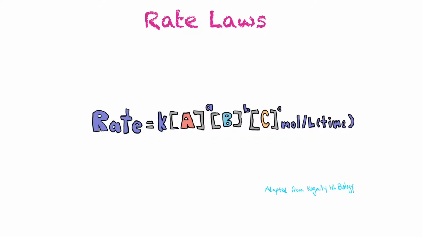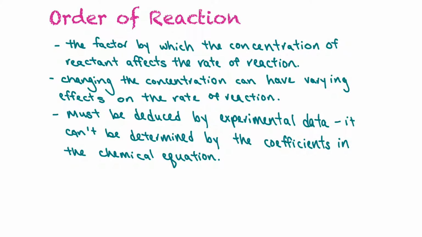In this video, we're going to learn about rate laws and how we determine a rate law and the order of reaction. So the order of reaction is the factor by which the concentration of the reactant affects the rate of reaction. So changing the concentration of a reactant can have varying effects on the rate. So you have to actually deduce this by experimental data. It can't be determined by the coefficients in the chemical equation.